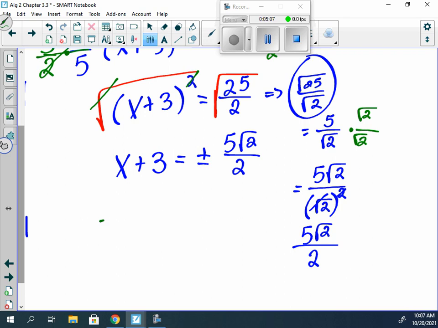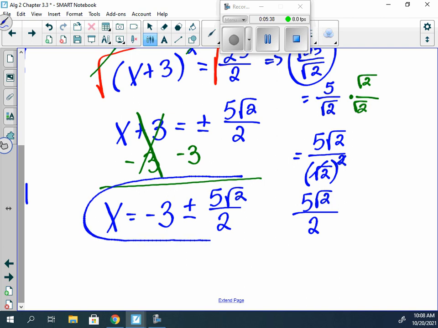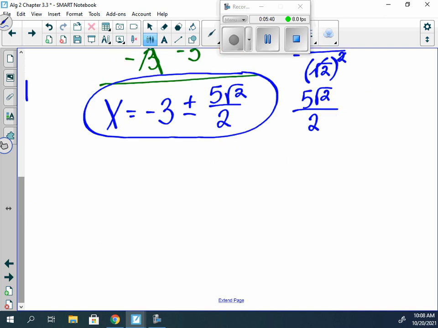Unfortunately, we're not quite done because do we have x by itself? No. So we need to subtract 3 from both sides. Here the 3 and 3 will cancel, telling me x is equal to negative 3. Whatever number we add or subtract, we'll always put it in front of the plus or minus. And then we have plus or minus 5 square root of 2 over 2. And that right there is the answer.